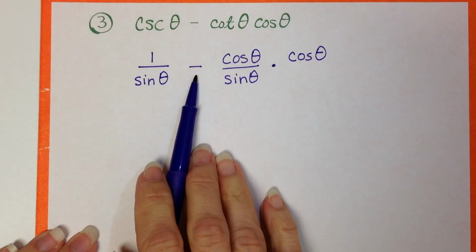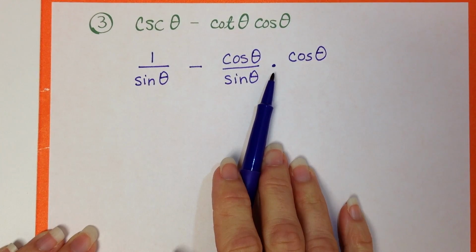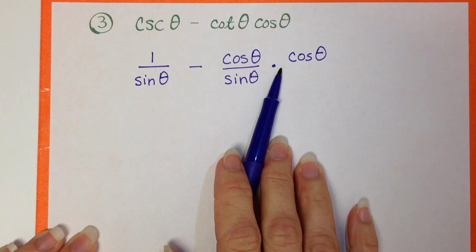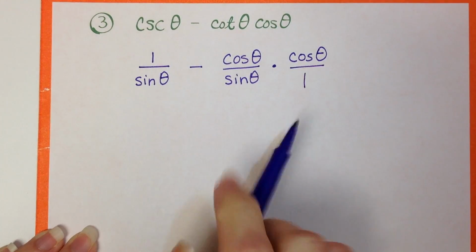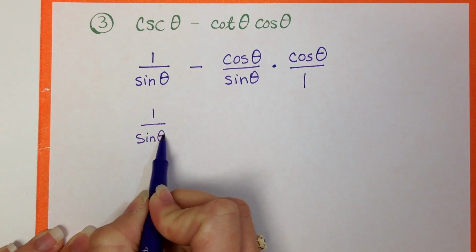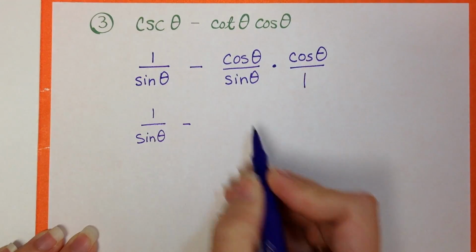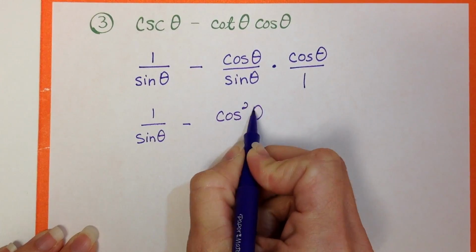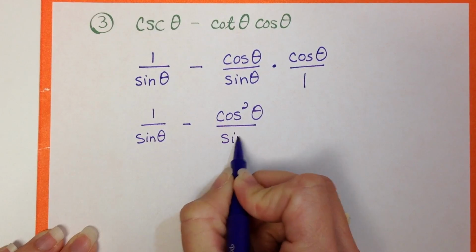Okay, I have subtraction, I have multiplication. So actually what you would do here would do the multiplication. I mean, this is just order of operations, multiply before you subtract. Okay, so when I go to multiply, you multiply across the top, so cosine times cosine is going to give us cosine squared. And then sine times 1 will give me sine.